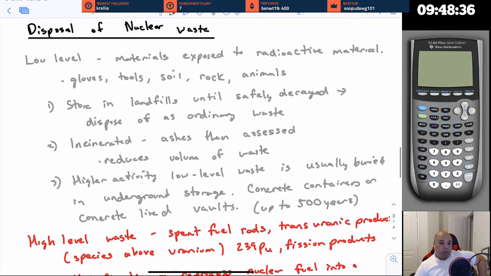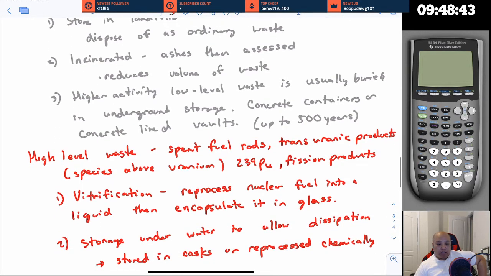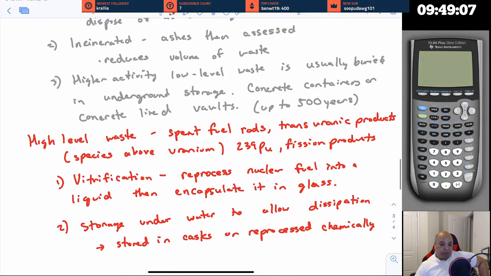So I would know what low-level and high-level waste, what things fall under those categories, and then probably one way to dispose of each of them. Like if I'm the IB, I would say, state an example of low-level waste and describe one method of disposal. Or state examples of high-level waste and then one method of disposal for that. That's what I think the IB would do.